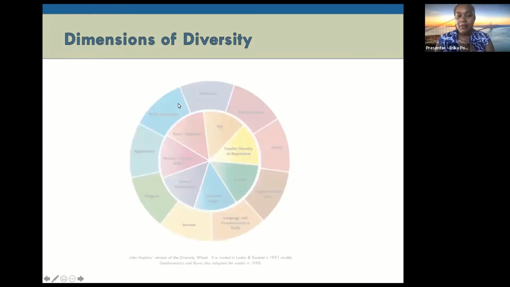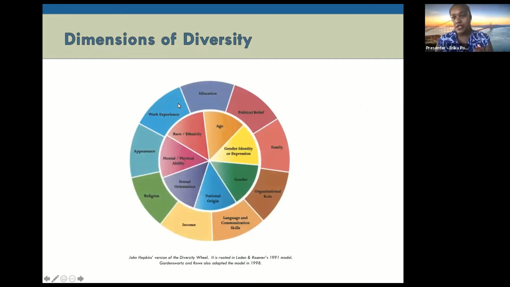So are people familiar with the diversity wheel? If you are, just give me a thumbs up. If not, you can shake your head. Okay, so I see some no's. I see some puzzled looks. I see a few nods, but a lot of no's. Okay, so let me break down this diversity wheel.